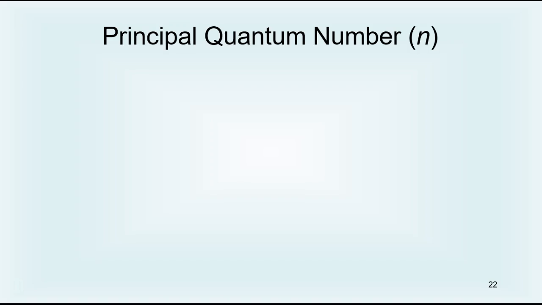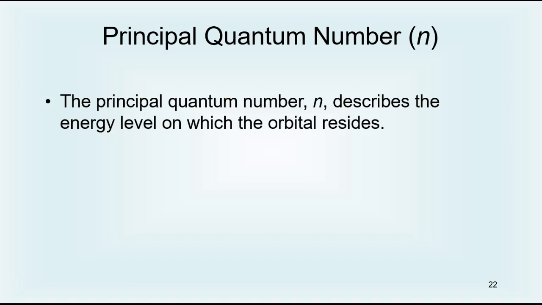Okay, so we've talked about the principal quantum number n, and that tells us the energy level. That's similar to what Bohr described. Values of n are integers greater than or equal to 1.